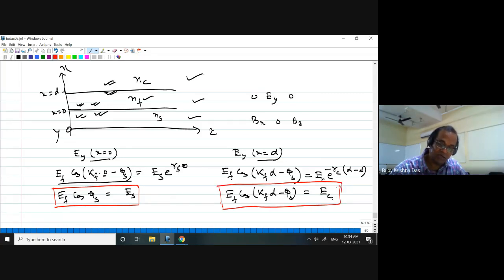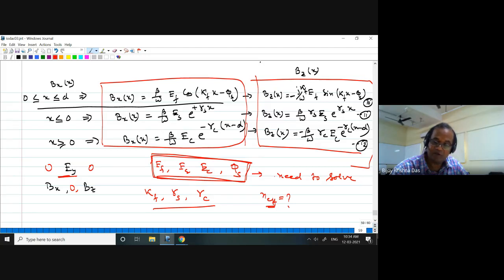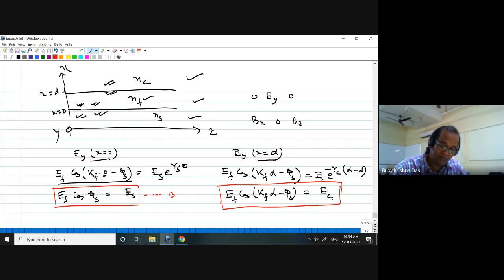Okay, cos phi s, and this one I write equation number, what was the equation number earlier? 12, right? Okay, so I write here equation number 13 and equation number 14. So by applying tangential component continuity for the electric field, I get two equations. Similarly, I have the tangential component for the magnetic field as well. Bz component is the tangential component.